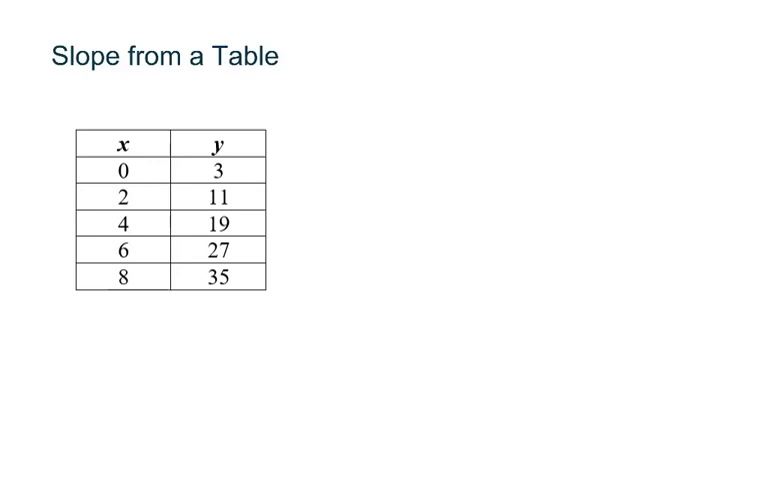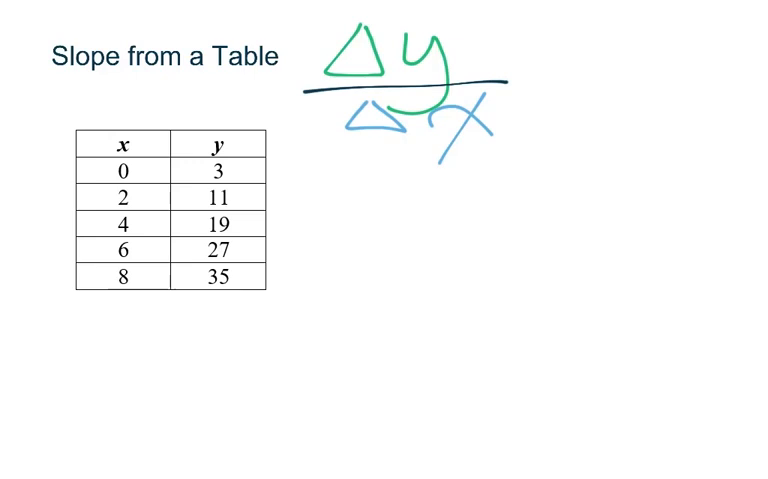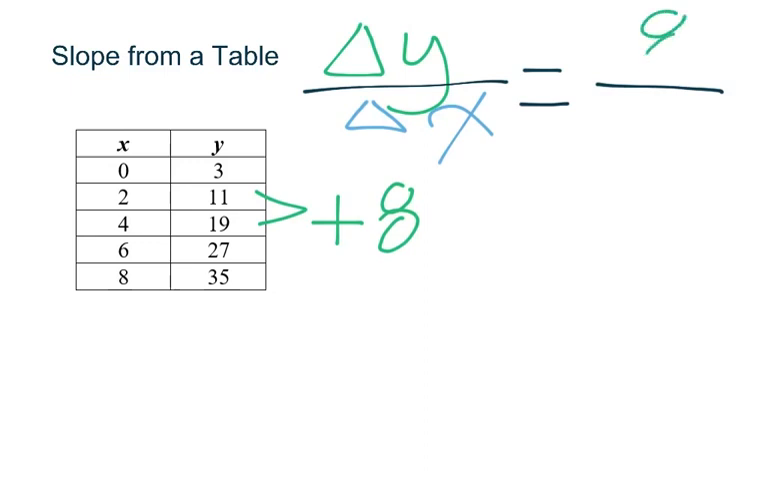an XY input-output relationship. So let's recall that slope is the vertical change, or change in Y, compared to the horizontal change, or change in X. Well, I can easily identify that from a table. All I have to do really is look at a couple of my Y's together to identify, well, what's the change? From 11 to 19, that is a positive change. It's an increase of 8.